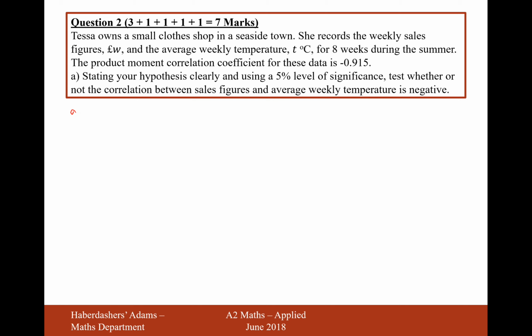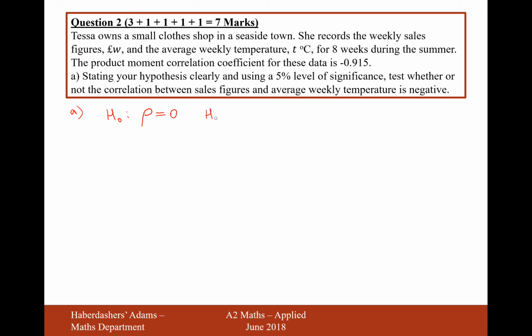Okay, so the way we start all hypothesis tests is with that hypothesis. So H0, when you're doing a product moment correlation coefficient hypothesis test, is that rho is equal to 0. Now what rho is, it's the product moment correlation coefficient for the whole population of data rather than just this sample of 8 weeks that Tessa has taken during the summer. So this would be the correlation between the two variables here for all of the weeks during the summer.